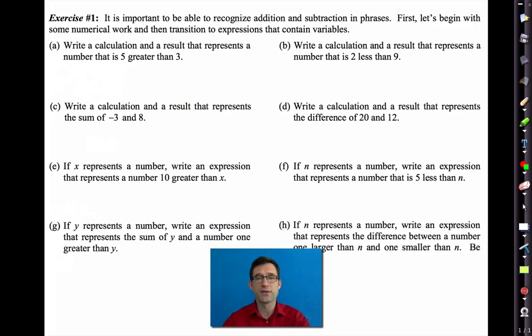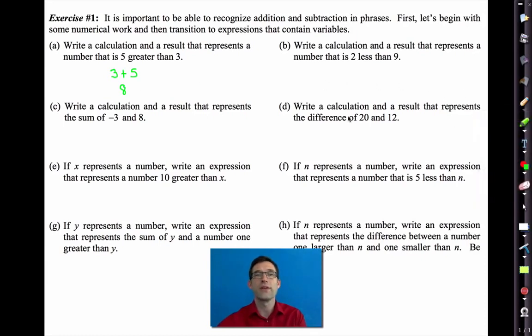So let's jump right into exercise 1. It's important to be able to recognize addition and subtraction in phrases. First, let's begin with some numerical work and then transition to expressions that contain variables. Letter A says write a calculation and a result that represents a number that is 5 greater than 3. Now it's kind of interesting because of course addition is commutative, so it really doesn't matter which way you write it down. But technically speaking, a number that is 5 greater than 3 is this. Ooh, and I'm in green. So that's 3 plus 5, and of course the result is 8.